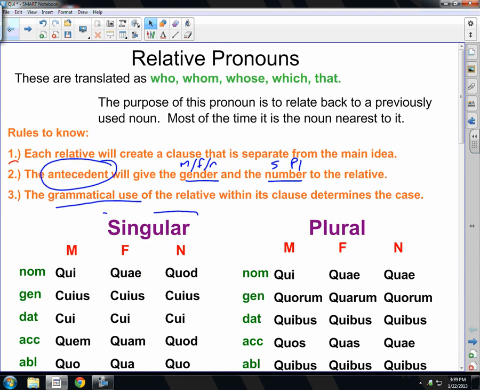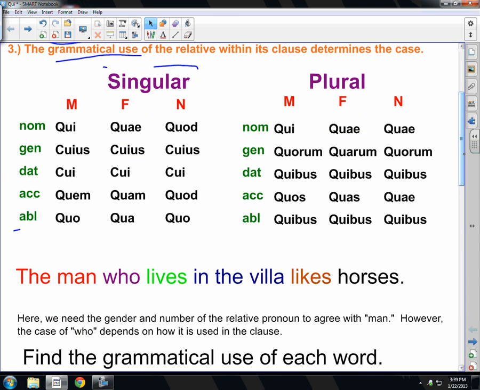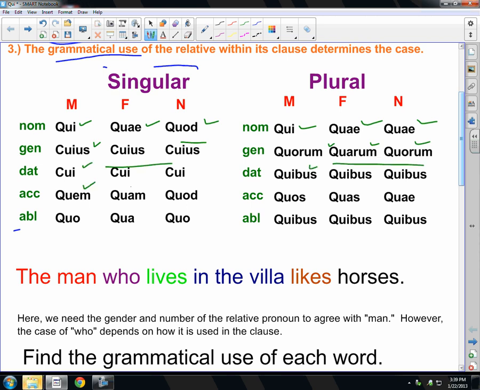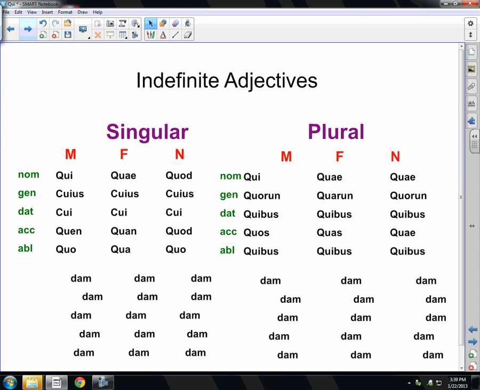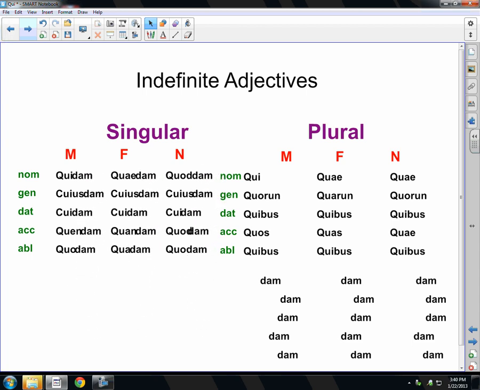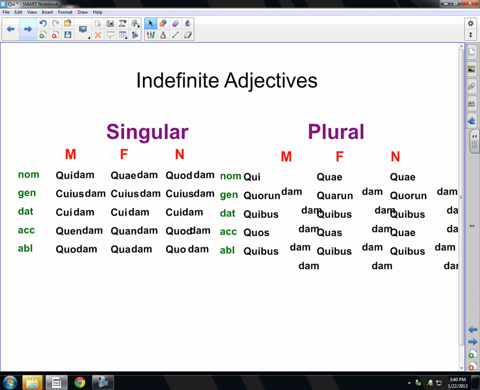Let's look back. Qui, quae, quod, all the way across, quorum, quorum, quorum, cui, all the way across here, quibus, all the way across here, quem, quam, quod, quos, quas, quae, quo, qua, quo, quibus, all the way across. If I add DAM to all of these, then I'm going to end up with my indefinite adjective. That's it. All I have to remember is that these M's right here are going to change to N. Add my DAMs, and now I have my indefinite adjectives.